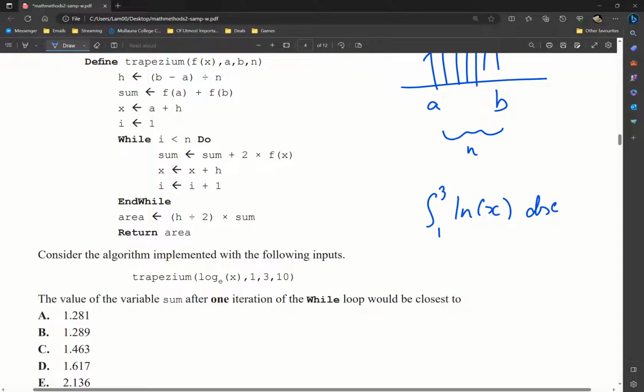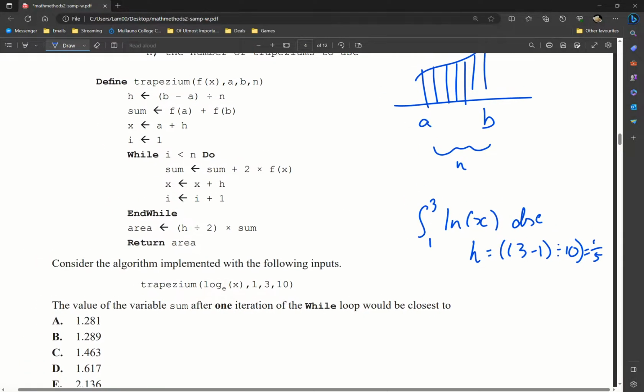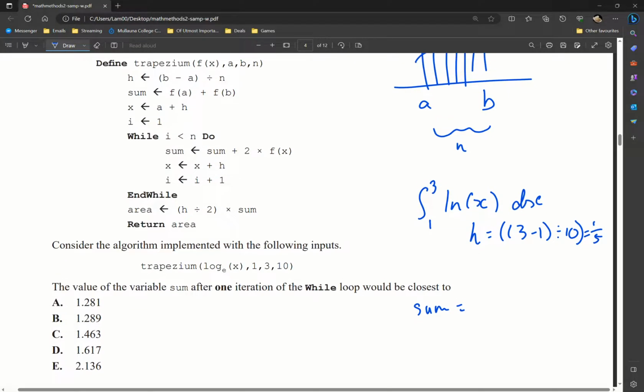To solve this, we're going to just go from top to bottom. We define our different variables. Our h value would equal, and I'm going to write brackets, 3 minus 1 divided by 10, which gives us 1 over 5. I'm just using h is equal to b minus a, so 3 minus 1, divided by n, which is 10 in this scenario, because we've inputted 10 in the question. From there, I know that the sum of the original one, not of the while loop, would equal f of a plus f of b, which of course is going to give us ln of 1 plus ln of 3, which is just ln of 3. So now we know the sum is ln 3, and we know the h value is 1 over 5.